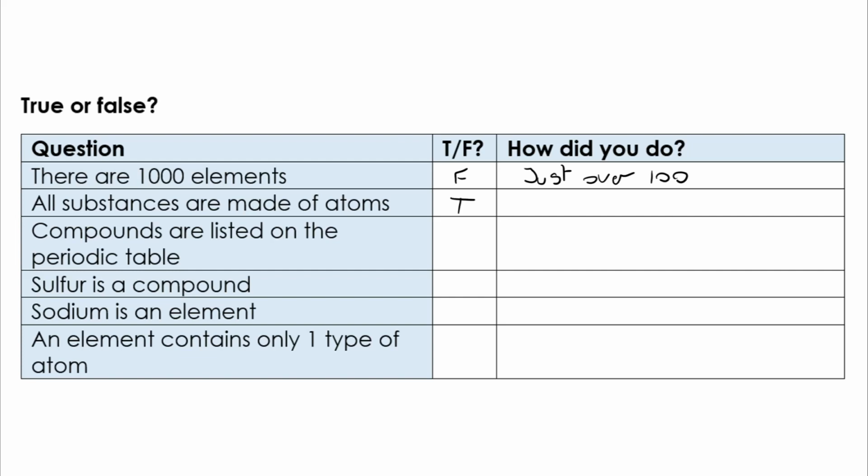All substances are made of atoms. Elements are made of one type of atom. Compounds are made up of multiple types of atom. Compounds are listed on the periodic table. Absolutely false. The periodic table only tells us the elements. Sulfur is a compound. No, it is an element, and we can prove that by finding it on the periodic table. Sulfur, though, is an element, and that can be found on the periodic table, symbol S. And finally, an element contains only one type of atom. As we've already discussed, that's true.